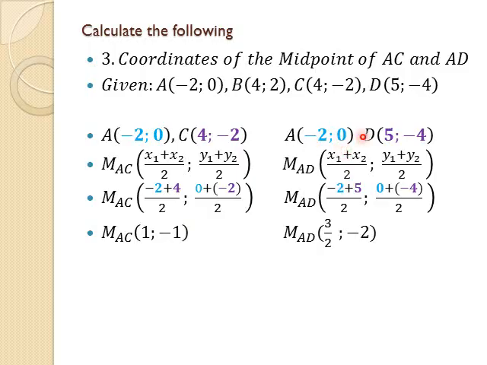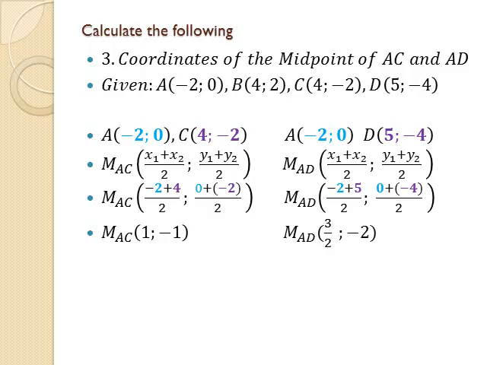The same thing, they want A and D, so the x is minus 2 plus 5, and 0 minus 4, both divided by 2. 5 minus 2 gives me 3, so I have 3 over 2. Negative 4 divided by 2 gives me negative 2. So the coordinates in the middle of line AC are (1, -1). And the coordinates in the middle of line AD would read (3/2, -2). Hope you follow and understand what I've done so far.